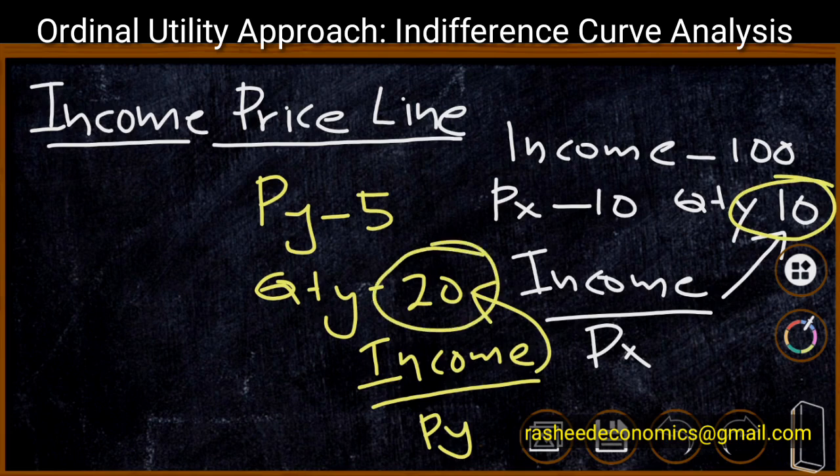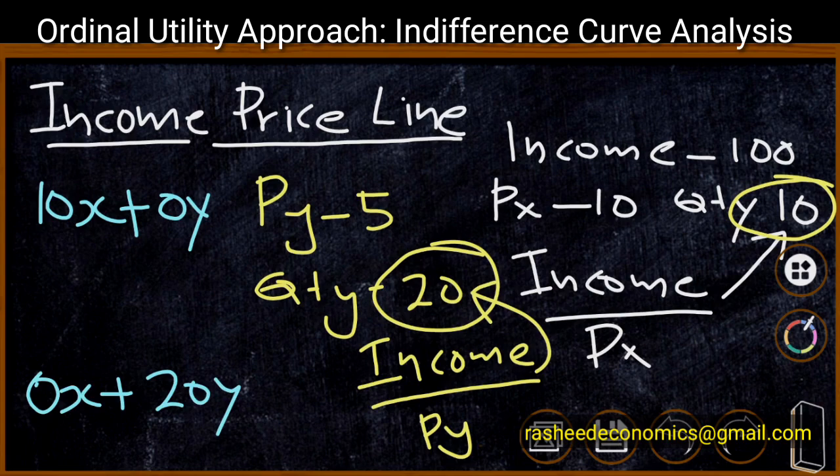Here we can say that suppose the consumer is consuming 10 units of X, he will have nothing left in his income. Therefore, he can purchase 0 units of Y. So if he is purchasing 10X, the remaining quantity of Y will be 0, and if he is consuming 0X, he can purchase 20 units of Y. That means if he is using his entire income, he can purchase 10X or 20Y, or he can have any combination in between these two extremes.